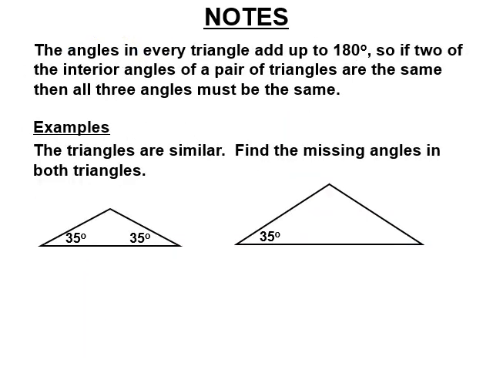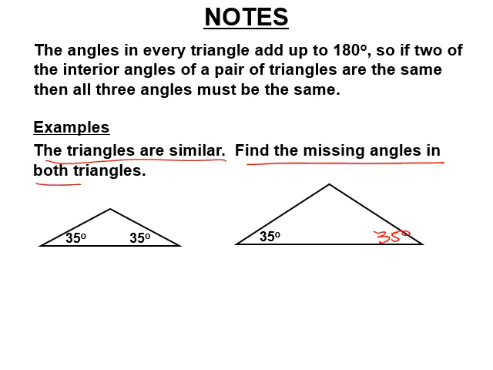Now, we previously learned that all the angles in a triangle add up to 180. So if 2 of the interior angles are the same, all 3 have to be the same, right? Because if 2 are the same, the third one has to make them add up to 180, so they'll be the same. So it says the triangles are similar. So I'm telling you the angles are the same. So that means this one has to be 35 degrees here, right?